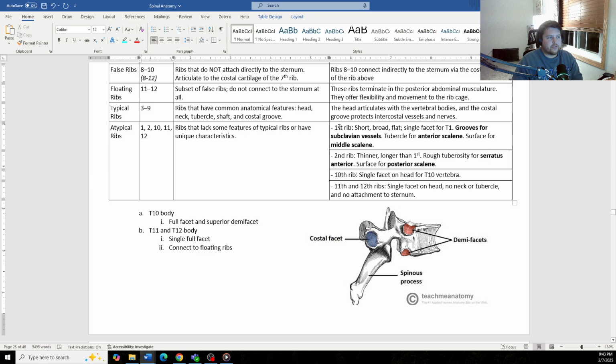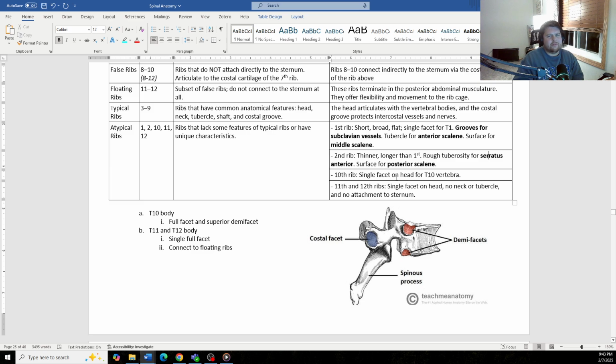So we have the first rib. I mentioned the grooves for the subclavian vessels. It also is the attachment point for the anterior scalene and the middle scalene. Second rib has a rough tuberosity for the serratus anterior and a surface for the posterior scalene. If you're going to get a question about the first or the second rib, these things that are bolded, that's what you're going to get asked.